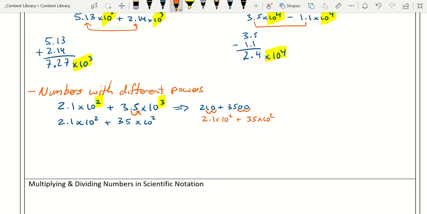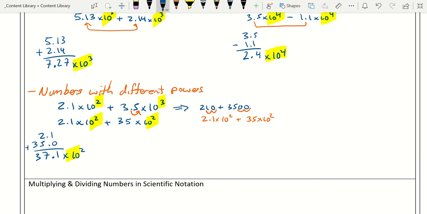Okay, so here we just do that same thing again. We take 2.1 plus 35.0, 173, carry the decimal down. So our final answer will be, now that we have the same powers, we can just rewrite the power next to it. So times 10 to the 2.